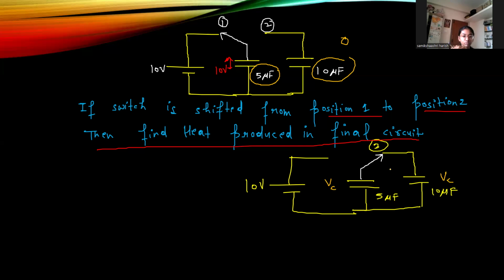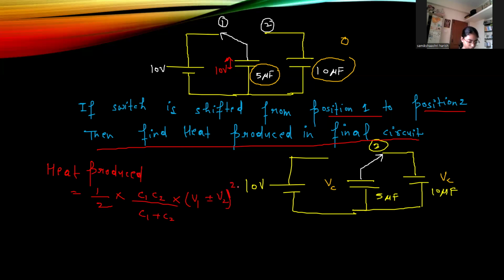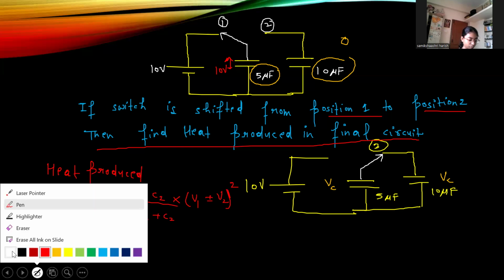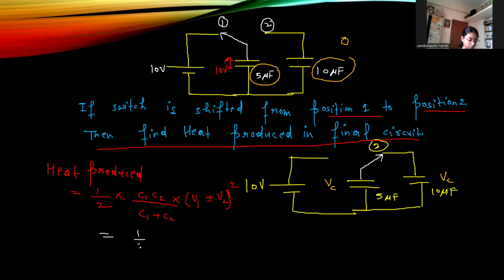Okay. Understood? Please solve. Simply directly apply the formula. Heat produced. Already we derived it. So heat produced will be half C1 C2 by C1 plus C2 times (V1 minus V2) squared. So here nothing to worry about, V2 is 0. Okay. Apply the formula simply.